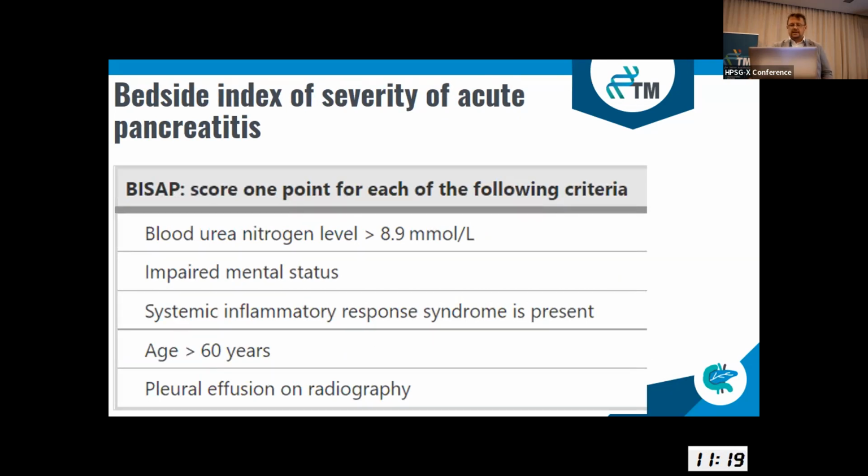How can we predict the severe outcome of acute pancreatitis in the gastroenterology world? My advice is that you must use any scoring system once or several times a day, which can assess the patient's condition. The most common such point system is BISAP. The patients get 1 point for each following criterion: if his or her blood urea nitrogen level is more than 9 millimole per liter, or the patient has impaired mental status, or you see the signs of systemic inflammatory response syndrome, or the patient is more than 60 years, and the patient has pleural effusion on radiography.